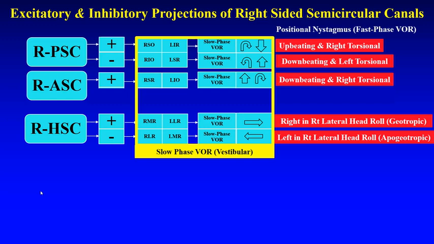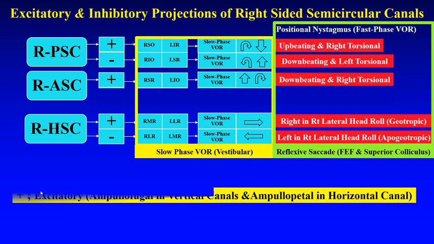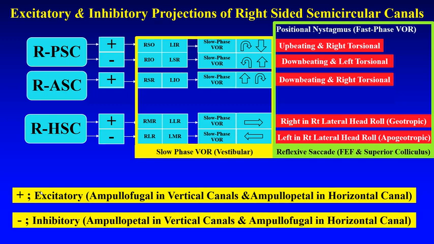The positional nystagmus, which is a fast phase VOR or a refixation saccade, is generated by the frontal eye field and superior colliculus. It is important to remember and revise that the excitatory projections in the vertical canals are ampulofugal, and in the horizontal canal they are ampulopetal. Likewise, the inhibitory projections are ampulopetal in vertical canals and ampulofugal in horizontal canals.